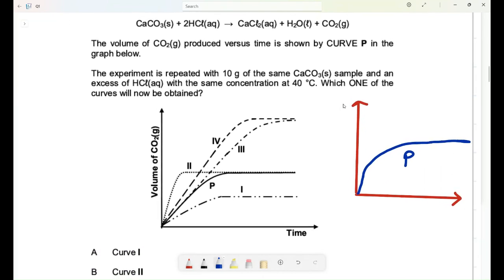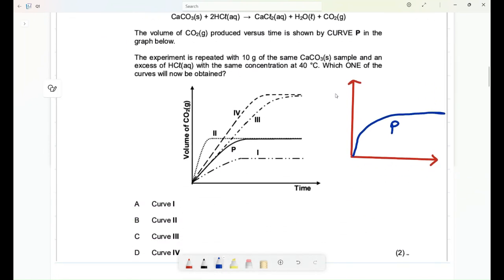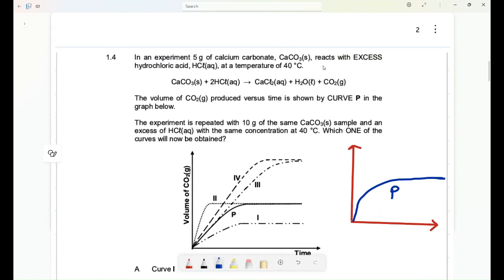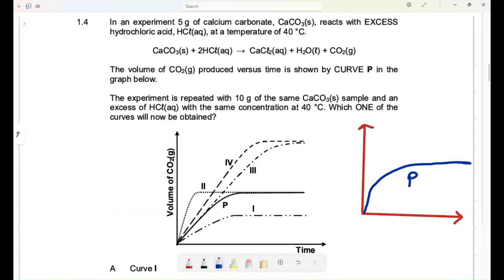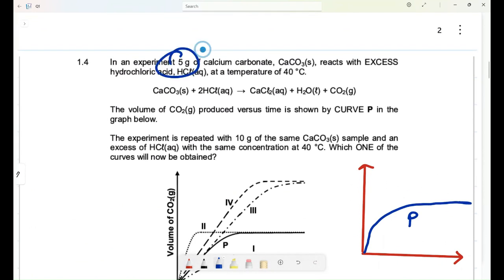10 grams of the same calcium carbonate sample and an excess of HCl with the same concentration. So they did not change the concentration, with the same concentration at 40 degrees. So the temperature and the amount of hydrochloric acid is still the same. It was unchanged. But now, can you see that instead of using 5 grams, they used what?